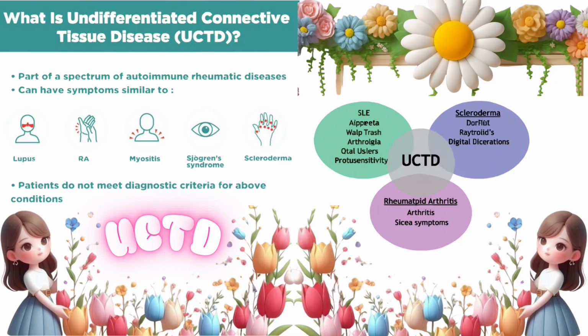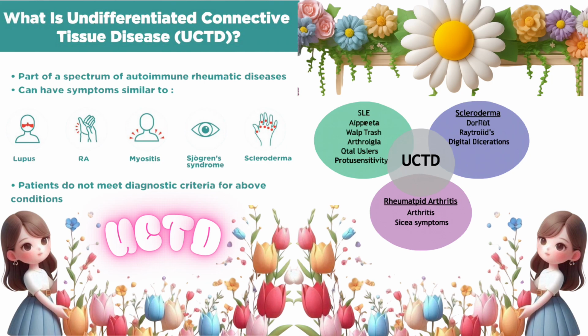Hello and welcome. Today we will explore undifferentiated connective tissue disease, or UCTD, a clinical challenge that all clinicians caring for rheumatology patients will encounter. This session explains what UCTD is, why it occurs, how to evaluate it step by step, how to manage and monitor patients, and when to escalate care. The goal is to make the uncertainty manageable and clinically useful.